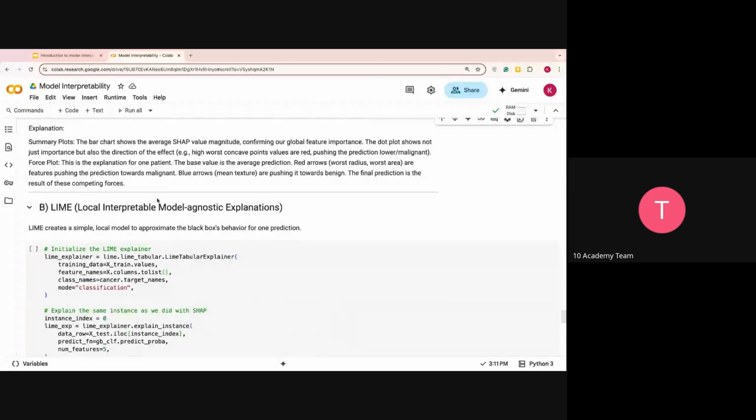And the last one, what we call the force plot, is the explanation of one patient. This value is the average prediction. Red arrows, worst radius and worst area, are features pushing the prediction towards the management, and blue arrows are pushing towards benign.